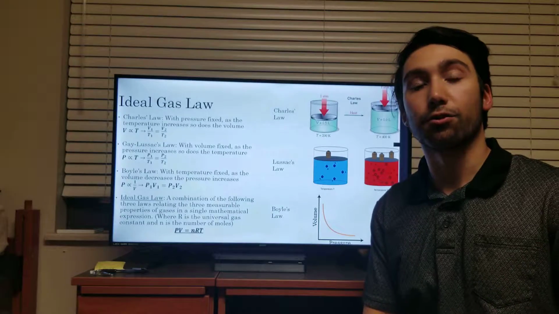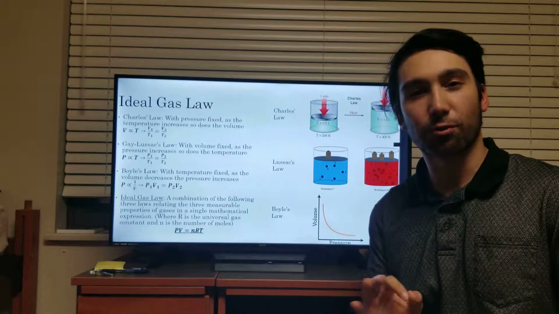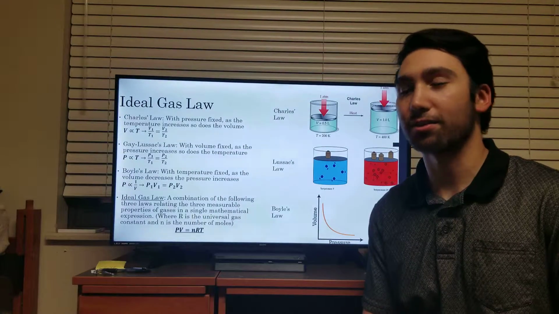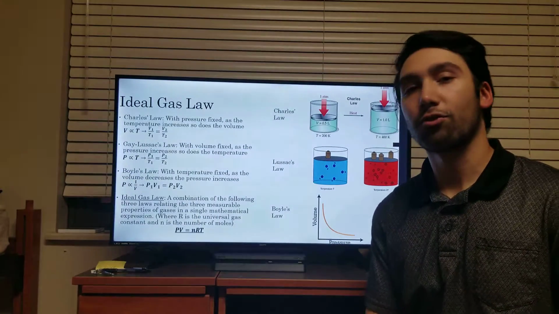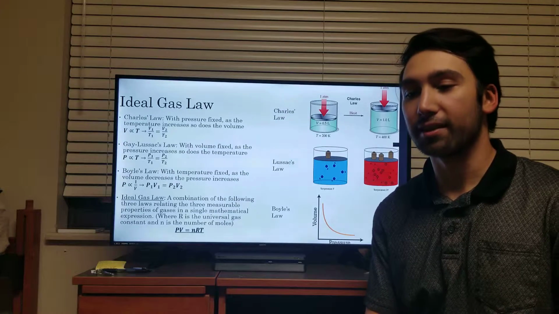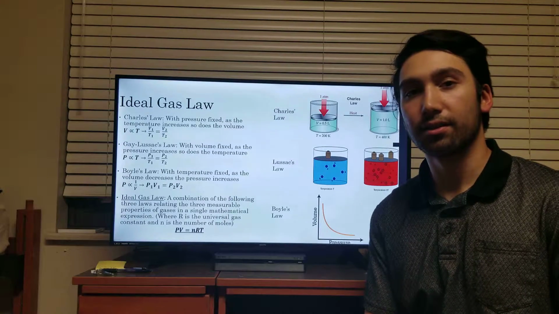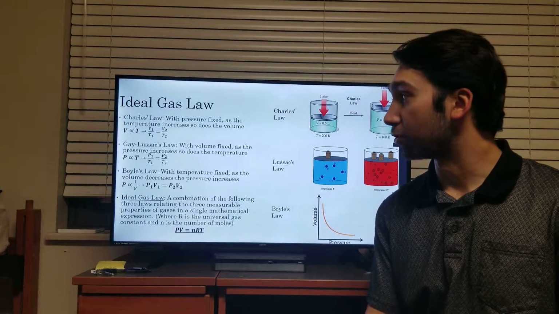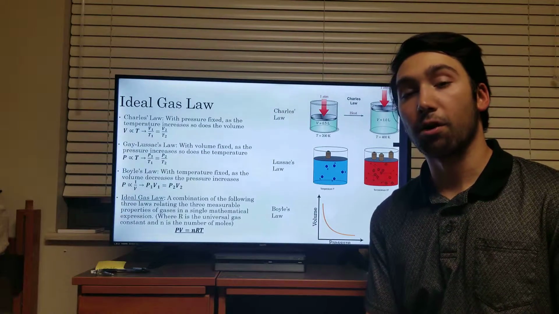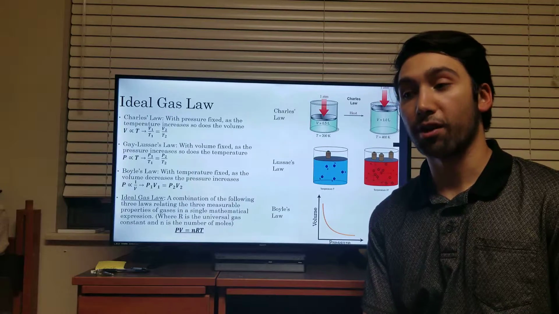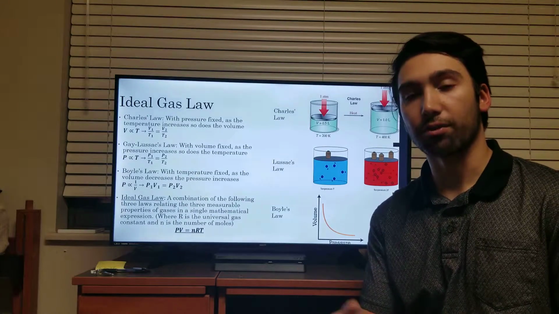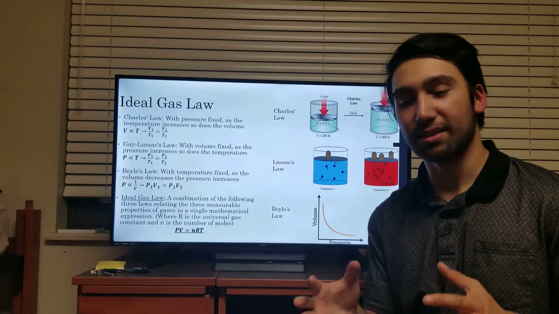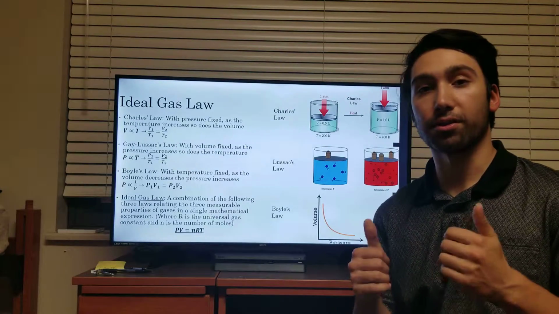Now that we understand those 3 basic properties, we can start describing their relationships to one another and eventually understand the ideal gas law. So first, Charles' law. Charles discovered that when pressure was held constant, as volume increased, temperature increased. Then there's Gay-Lussac's law. When volume is held constant, as pressure increases, so does temperature. And finally, there's Boyle's law. As volume decreases, pressure increases.